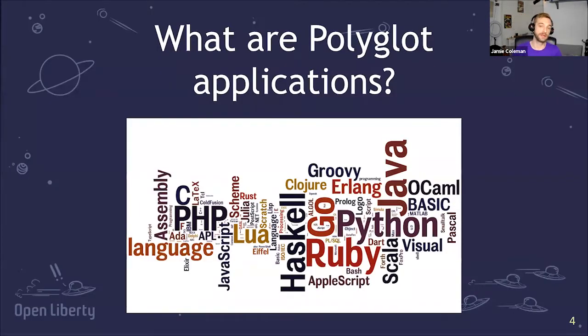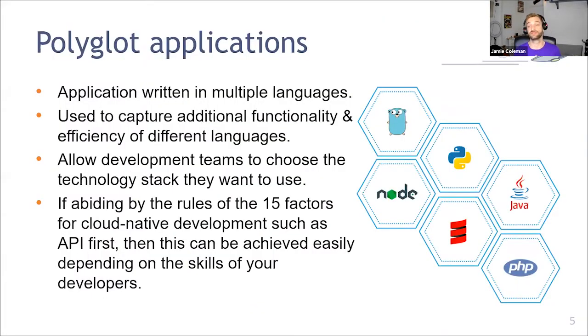So what are polyglot applications? Essentially, a polyglot application is an application that's written in multiple languages. The reason we use multiple languages in the creation of our applications is to capture additional functionality and efficiency of different languages. So there might be some things that Node can do a lot better than Java. There might be things, obviously, that Python can do better than Java and things like that.